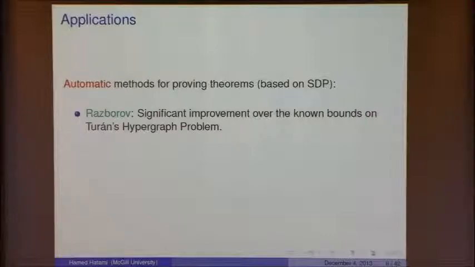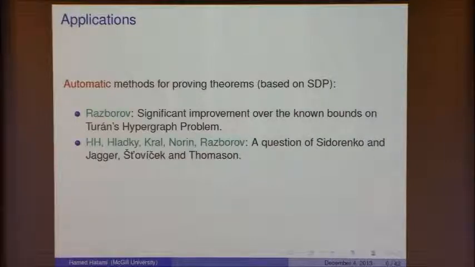So, for example, Razborov, this is one of the first applications, found significant improvements over the best known bounds for the Turan hypergraph problem, which some people consider one of the most important problems in extremal graph theory. Two of the other applications that I was involved in were the conjecture of Sidorenko, and independently Jagger, Stovicek, and Thomason. And again, we didn't do any thinking here. We just plugged the problem into the program and it spit out the proof for us.